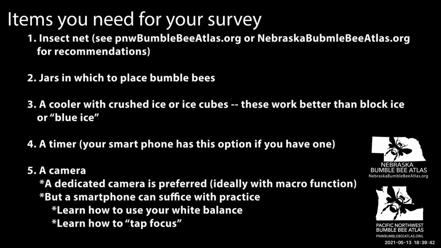Once you've finished your pre-walk, you're ready to start your survey. Materials that you want to make sure that you have with you before you begin your survey are an insect net, jars to place your bumblebees, a cooler with crushed ice. Make sure you have a timer. And then for processing your bees, you'll need your data sheets as well as a camera. We recommend having a dedicated camera, ideally with a macro function, but in a pinch, a smartphone can work as long as you learn how to control your white balance and take high quality photos with it.